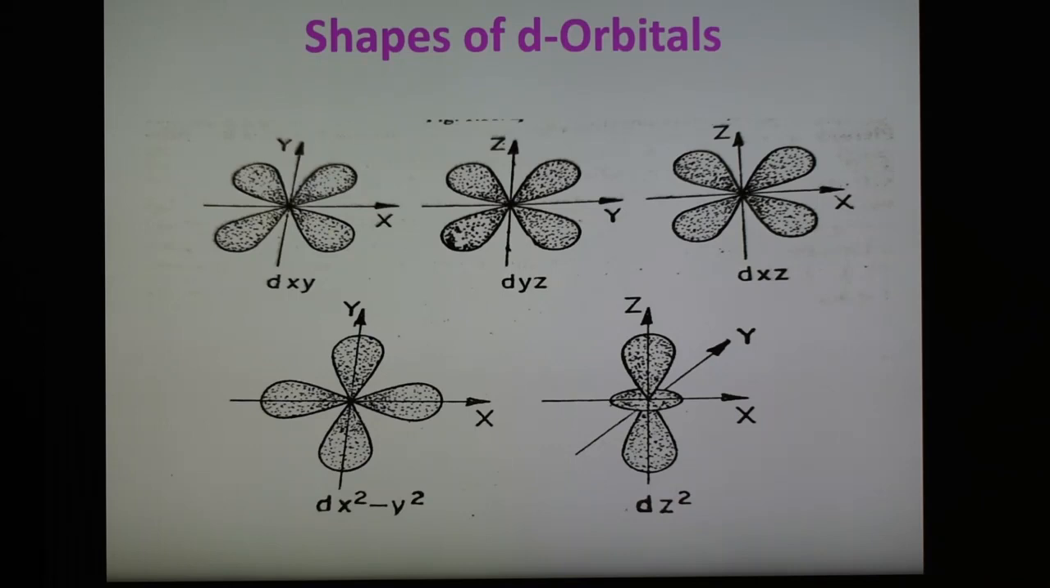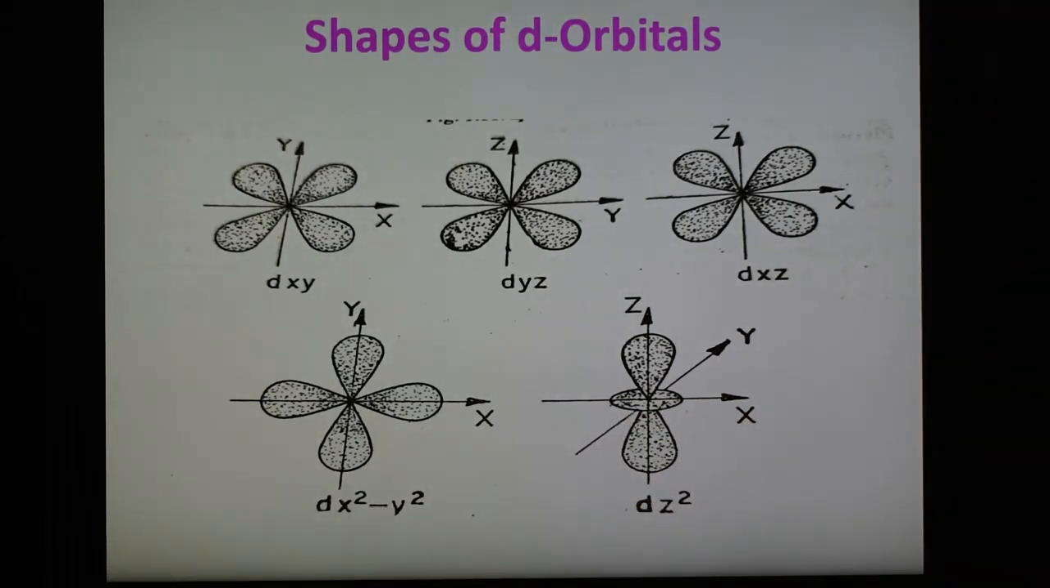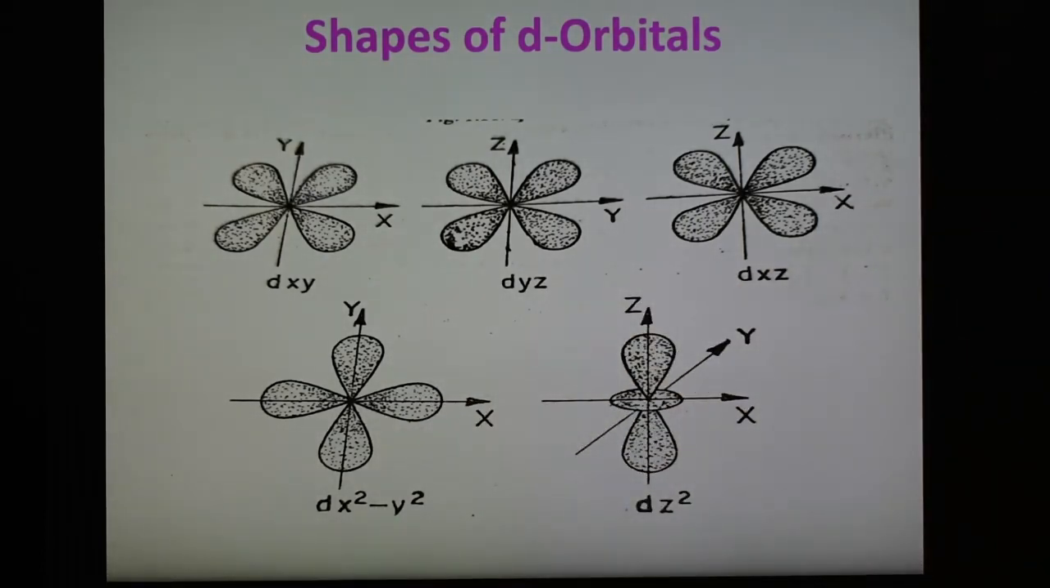In the case of the first 3 orbitals, each orbital consists of 4 lobes, and the lobes are present between the axes, and depending upon the axis they are known as dxy, dyz, dxz. However, in the case of the other 2 orbitals, dx²-y² and dz²: the dx²-y² orbital also consists of 4 lobes, but the lobes are present along the axes, x and y, and this orbital is exactly like the dxy orbital, except that it is rotated through 45 degrees around the z axis.